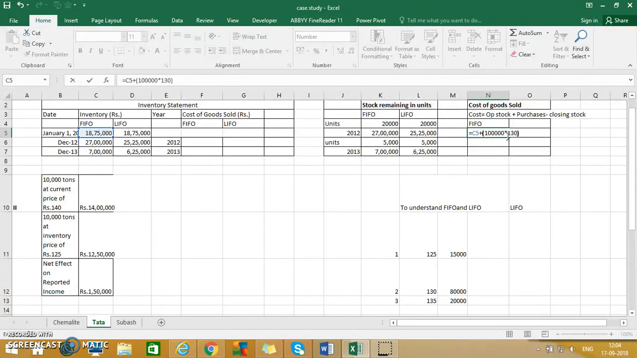Closer. So this is the purchases minus your closing stock. What's the closing stock here? This is the closing stock. So the value is 1,21,75,000, which is the cost of the material that you have sold.